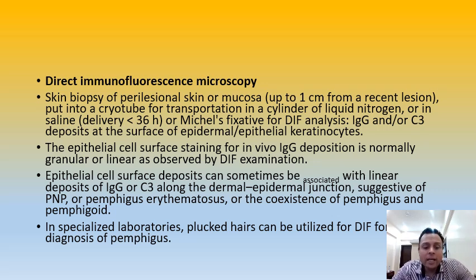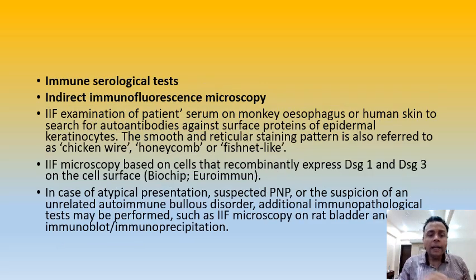In specialized laboratories even plucked hairs are tested for DIF. I told you the hairs are rich in desmoglein, so very important. Indirect immunofluorescence microscopy: IF examination of the patient's serum on monkey esophagus. I told you monkey esophagus is very rich in desmoglein 3, or human skin, to search for the autoantibodies, and the smooth and reticular staining pattern is also referred to as chicken wire or honeycomb. So these are the three names they use.